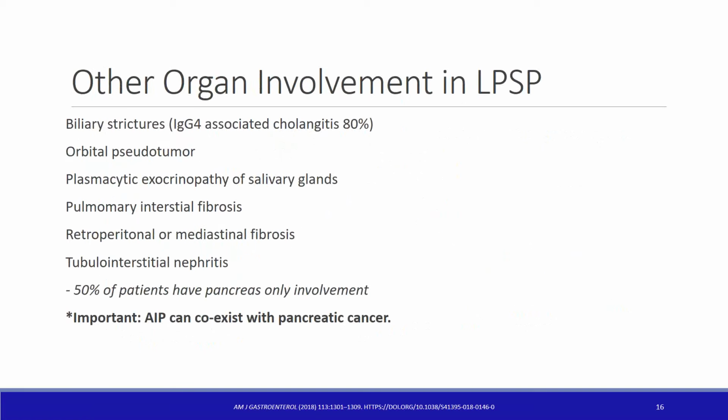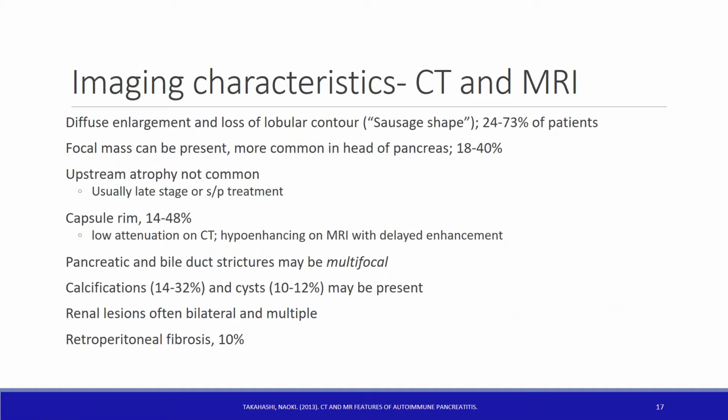I mentioned that there's other organ involvement in the LPSP. This is most commonly involving the biliary system. 80% of patients will have an IgG4-associated cholangitis, but it can also affect a multitude of other organ systems. Patients can have orbital pseudotumor, involvement of the salivary glands, pulmonary interstitial fibrosis, tubulointerstitial nephritis, retroperitoneal or mediastinal fibrosis. I know when I was in the outpatient setting, we not infrequently got referrals for concern of retroperitoneal fibrosis and needing a larger biopsy. But half of these patients will have pancreas-only involvement. And of course, this can coexist with pancreatic cancer, so it really always has to be on our radar.